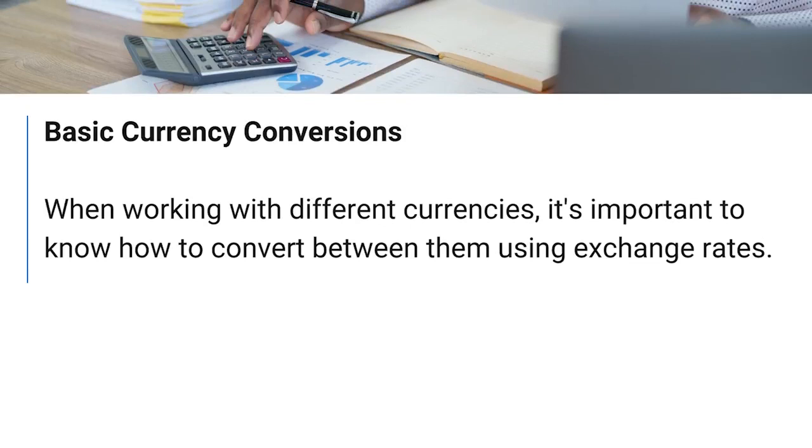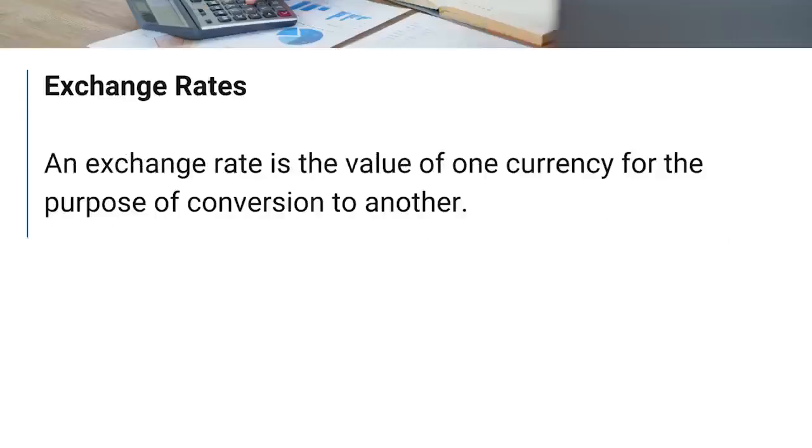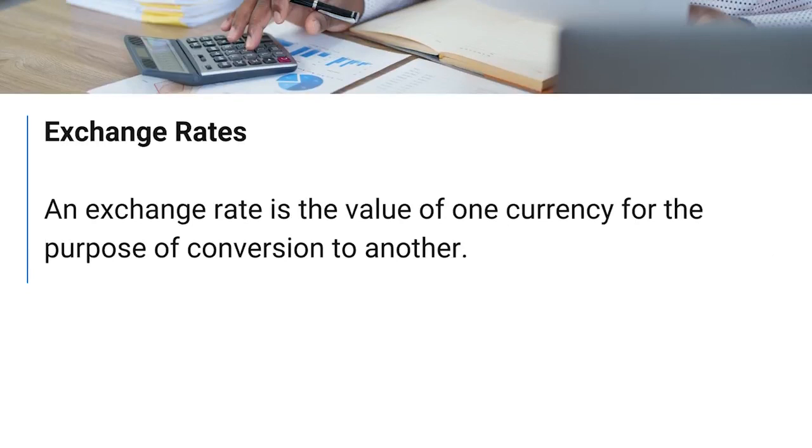Working with currency. Basic currency conversions. When working with different currencies, it's important to know how to convert between them using exchange rates. Exchange rates. An exchange rate is the value of one currency for the purpose of conversion to another.